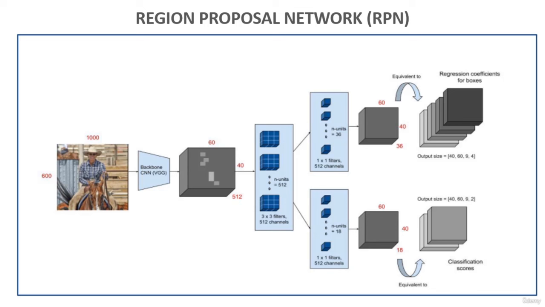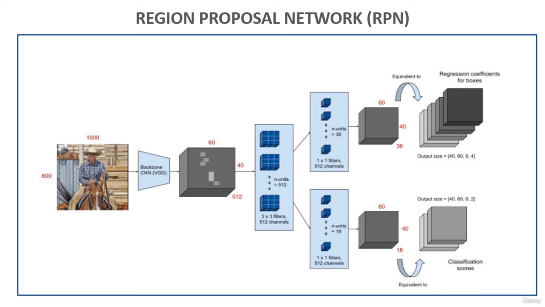Let's now spend time to understand the architecture. If you look at the diagram on the screen, in the first step, the image is resized such that the shortest side is 600 pixels with the longest side not exceeding 1000 pixels. Then this input image is fed into the backbone convolutional neural network, which results in an output feature map. For every point in the output feature map, the network has to learn whether an object is present in the input image at its corresponding location and estimate its size.